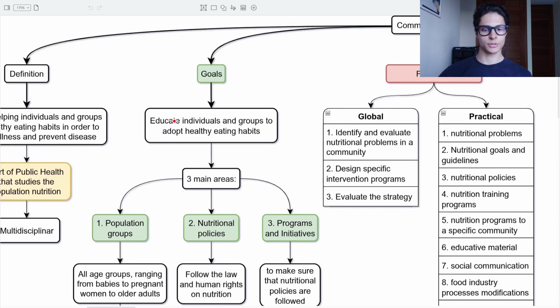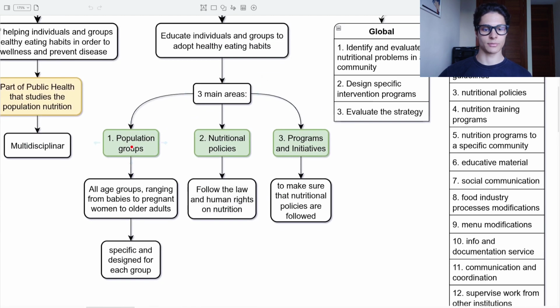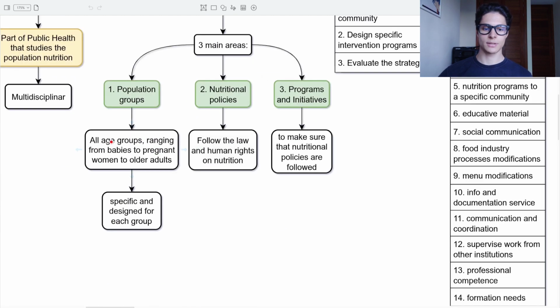The goals of community nutrition are to educate individuals and groups to adopt healthy eating habits. And there are three main areas: the population groups, which can indeed be all age groups, ranging from babies to pregnant women to older adults, and there are specific and designed policies for each group. Nutritional policies follow the law and human rights on nutrition, that everyone has the right to get nutrition. And number three, programs and initiatives, to make sure that nutritional policies are followed.